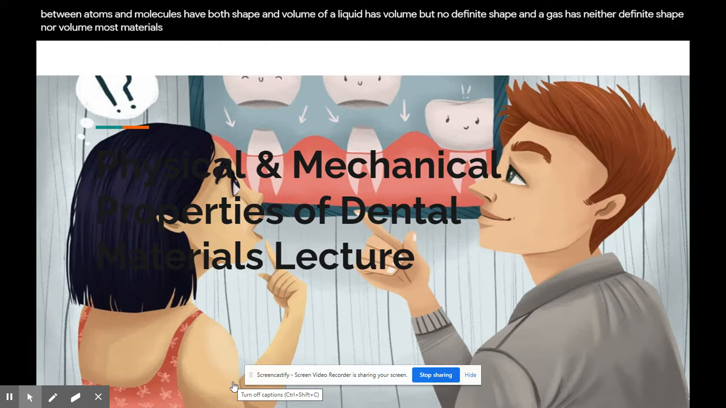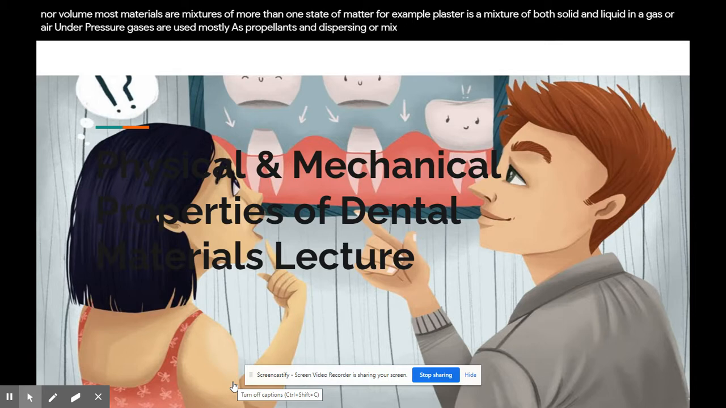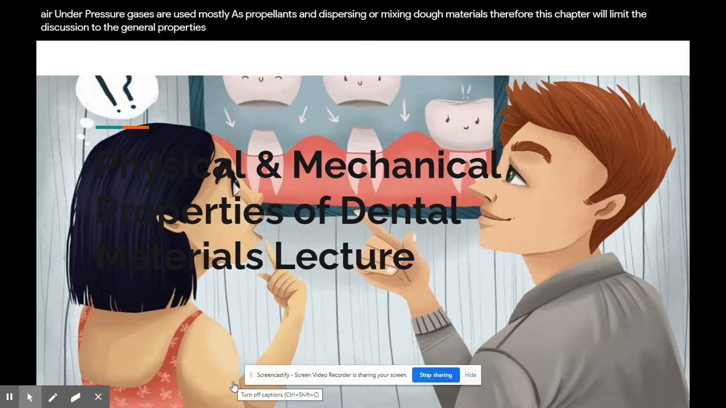Most materials are mixtures of more than one state of matter. For example, plaster is a mixture of both solid and liquid, and fluoride foams are a mixture of a liquid and a gas or air under pressure. Gases are used mostly as propellants in dispersing or mixing dental materials. Therefore, this chapter will limit the discussion to the general properties common to solids and liquids.